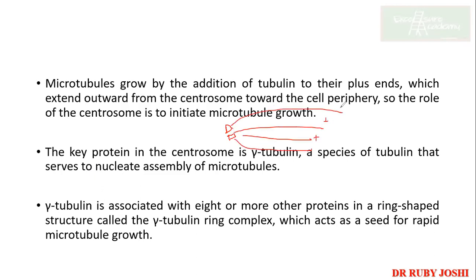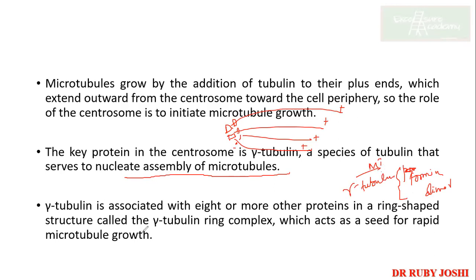So this is the plus end, where more tubulin will be added. Okay. So the key protein in the centrosome is gamma tubulin, which is present at the base, helping in nucleating the assembly of microtubules. Now, in actin, what was it? It was your formin dimer. Okay, now analogous to this, in the case of microtubules, it is your gamma tubulin.